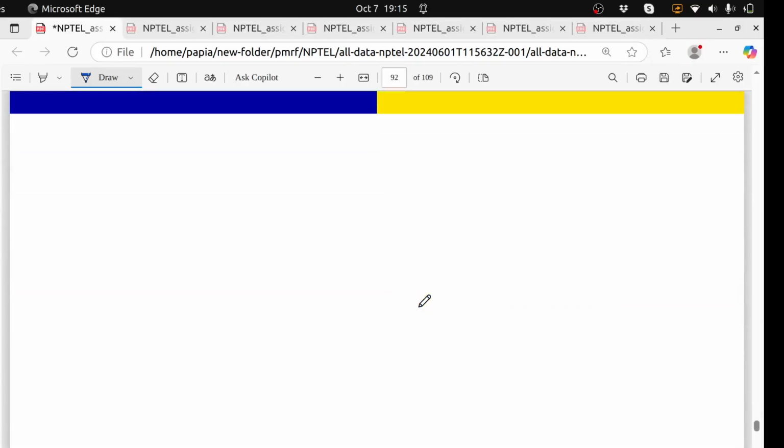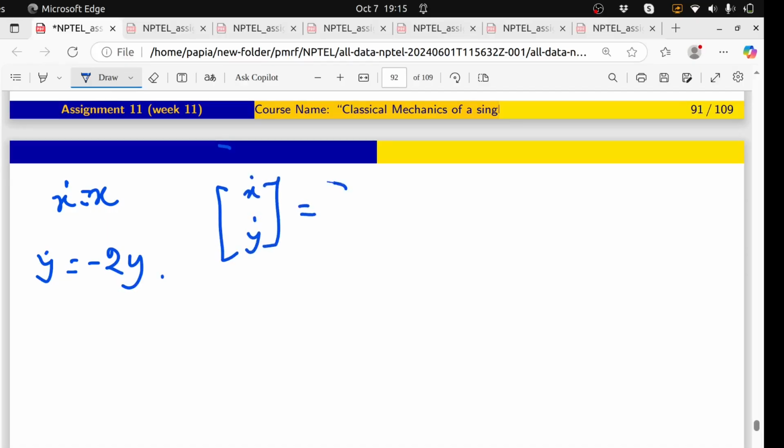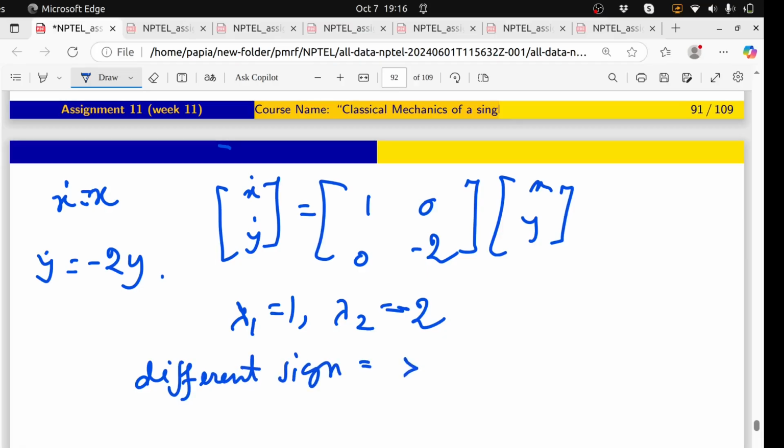Now the third one. Third one is x dot equals x, y dot equals minus 2y. So here x dot, y dot is 1 0 0 minus 2. Here we can see that lambda 1 is 1, lambda 2 is minus 2. Different sign. So no node. Okay.